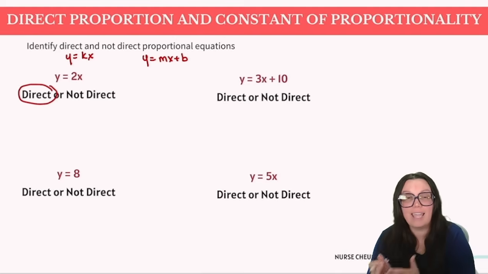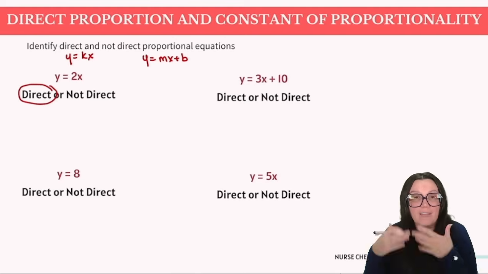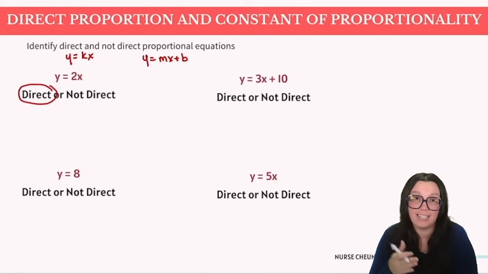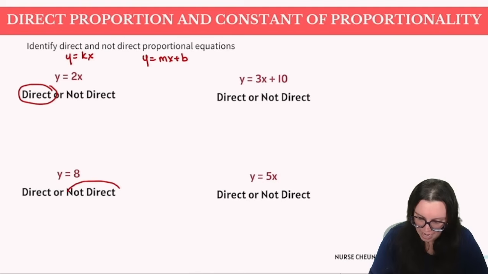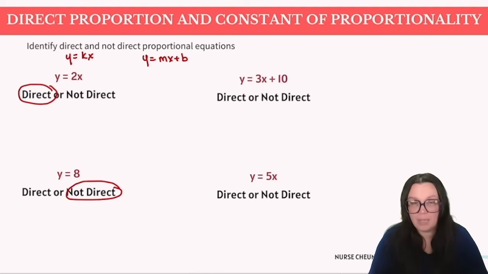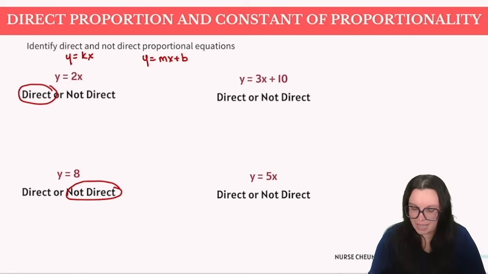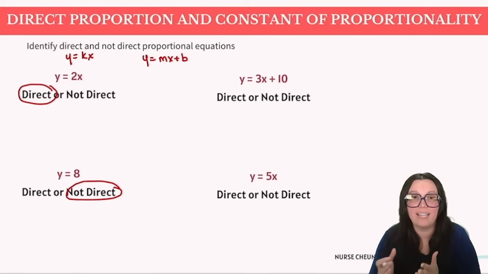Next up, we have y is equal to 8. Well, we have no variable here, right? It's just y is equal to 8. That's constant. It's a fixed number. It's not going to change. So this is actually going to be a non-direct relationship because we need that variable in order to make that change. Next up, we have y is equal to 3x plus 10.